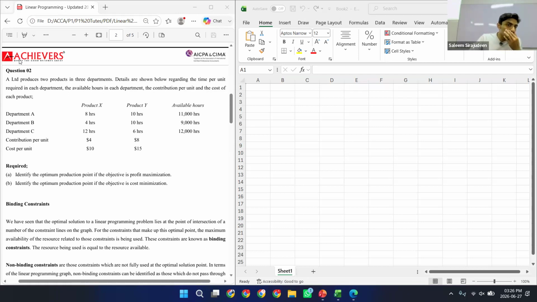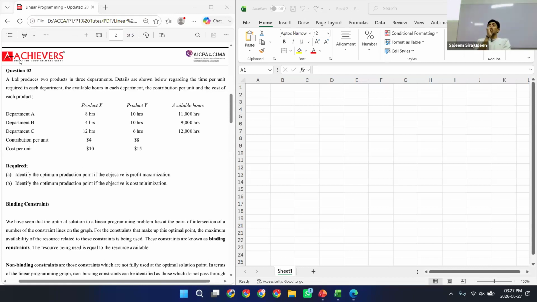A Limited produces 2 products in 3 departments. Details are shown below regarding the time per unit required in each department. So, they are using 3 departments and they have given the details: the available hours in each department, the contribution per unit and the cost of each product. So, department A, department B, department C, products X and Y, how many hours it takes, and the number of available hours is also given. And contribution per unit is given, it will be helpful to construct the contribution line. And cost per unit is also given.